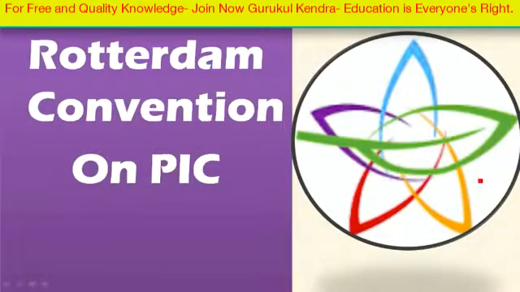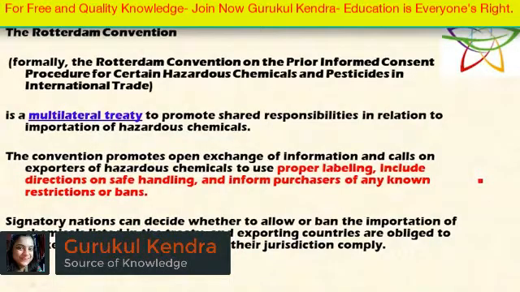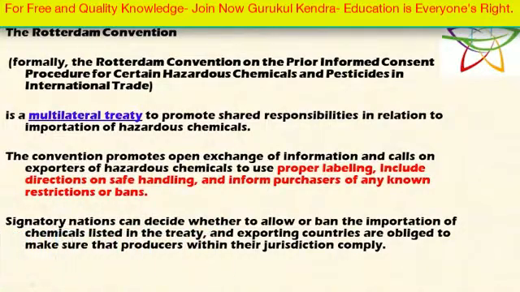Welcome friends, in this video let's discuss the Rotterdam Convention on Prior Informed Consent. This is formally known as the Rotterdam Convention on the Prior Informed Consent procedure for certain hazardous chemicals and pesticides in international trade. It is a multilateral treaty. It promotes shared responsibility among the member countries in relation to the importation of hazardous chemicals.